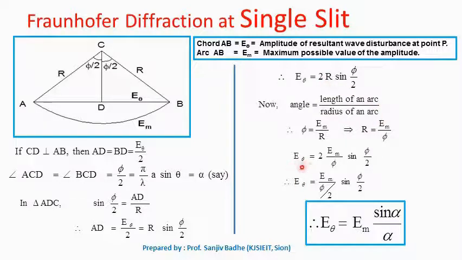and therefore E theta can be written as 2 into Em by phi sin phi by 2. When we take 2 to the denominator, we can write E theta to be equal to Em upon phi by 2 sin phi by 2. If we replace this phi by 2 by alpha, then we can write E theta to be equal to Em sin alpha upon alpha, where alpha is equal to pi by lambda A sin theta. So this is the resultant amplitude of the wave disturbance arriving at point P. E theta equal to Em sin alpha upon alpha, where alpha is equal to pi by lambda A sin theta.